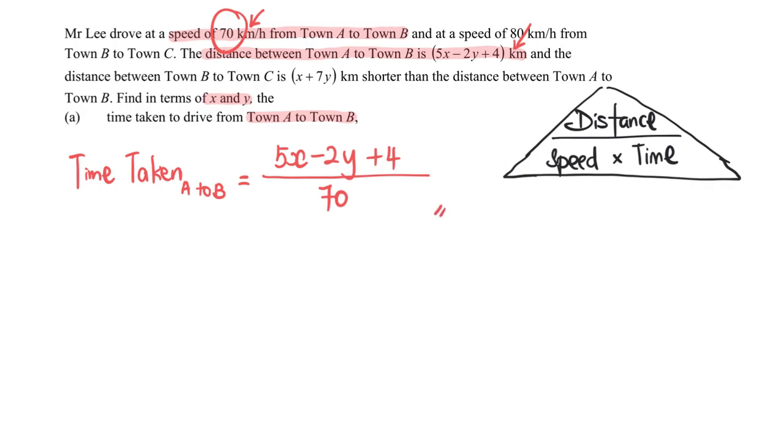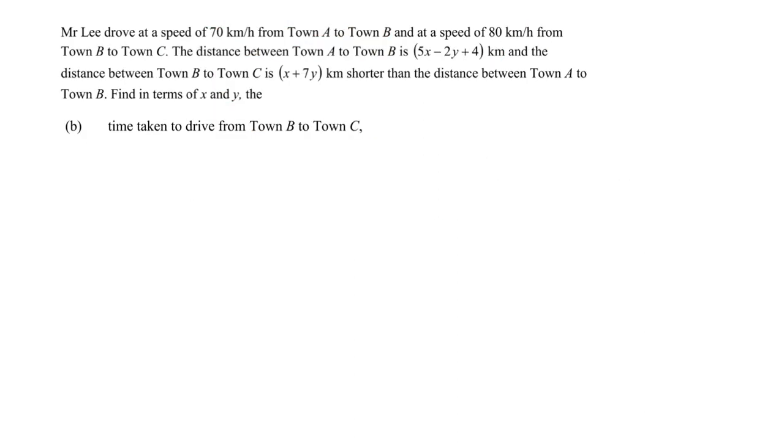Let's move on to the next part of this video. Now, for part B of this particular problem, our focus now is on B to C. So from B to C, Mr. Lee has driven at a speed of 80 km per hour. Now, this is crucial. The distance from B to C is not x plus 7y kilometers, but x plus 7y kilometers shorter than the distance from A to B.